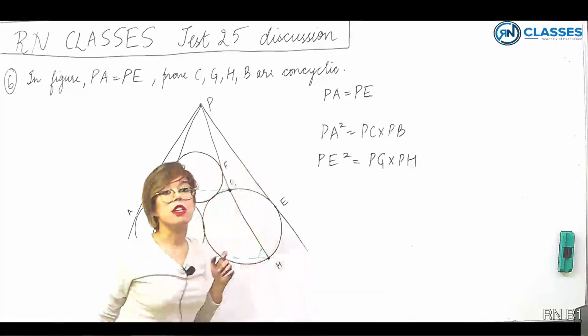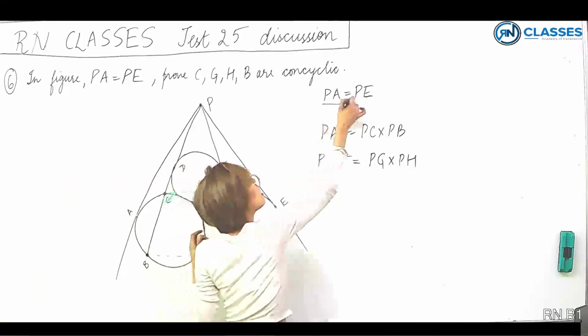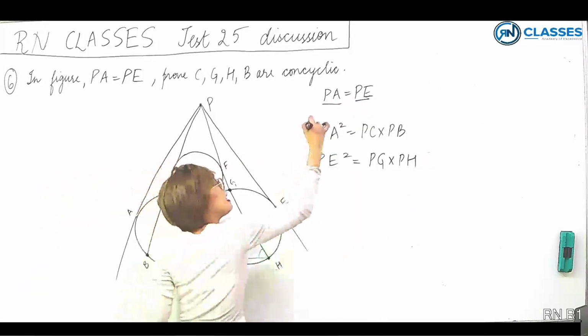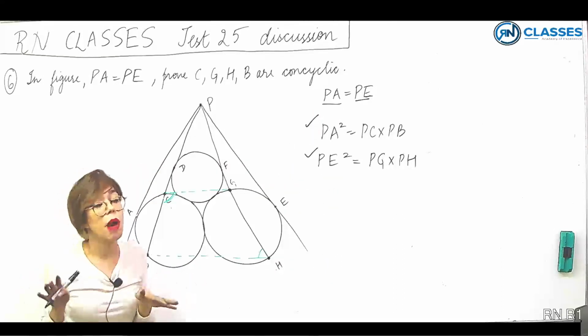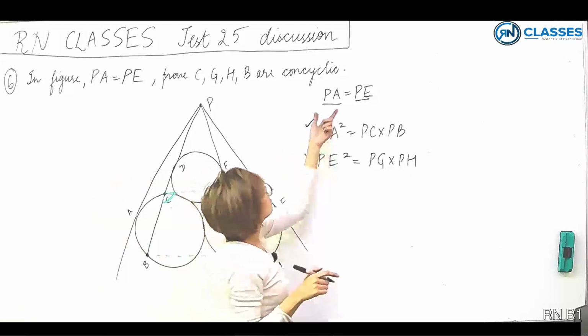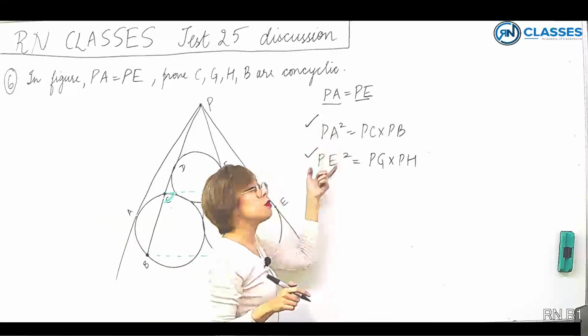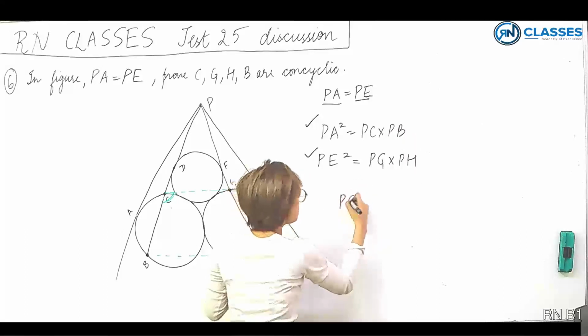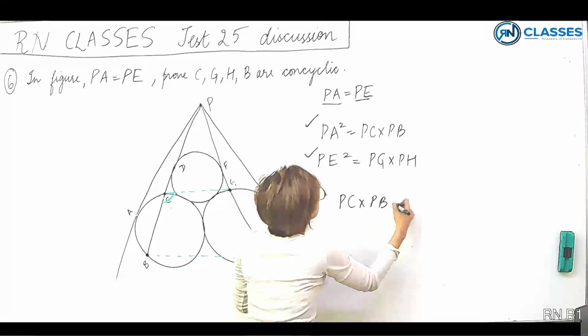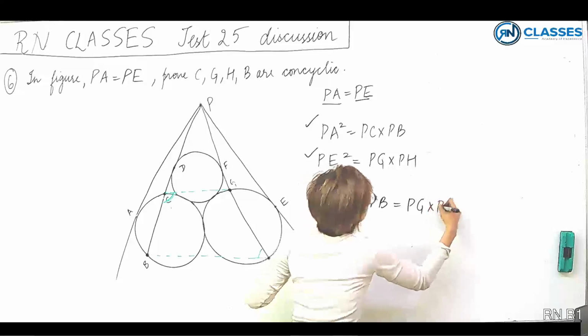There is a big advantage here. Why? Because PA is equal to PE. PA square and PE square are getting involved. That means I can utilize this somehow. If this is equal to this, that means this is equal to this. So PC into PB is equal to PG into PH.